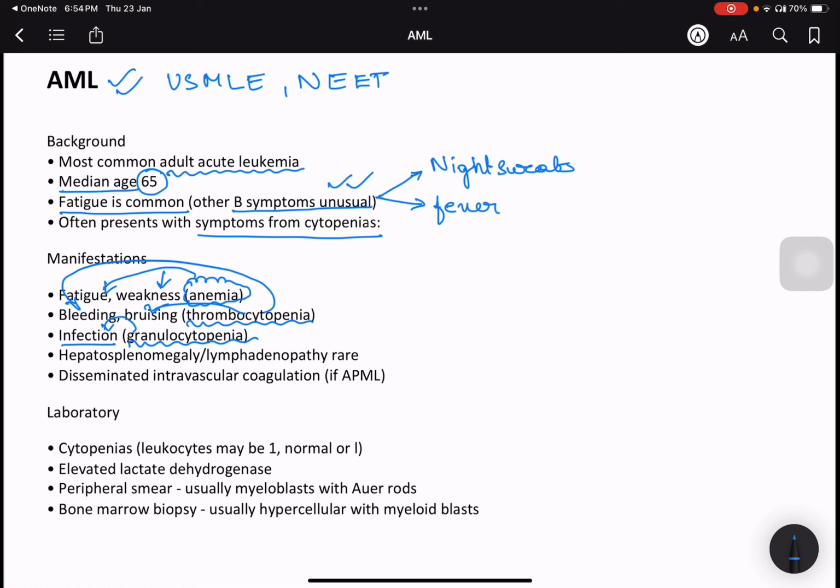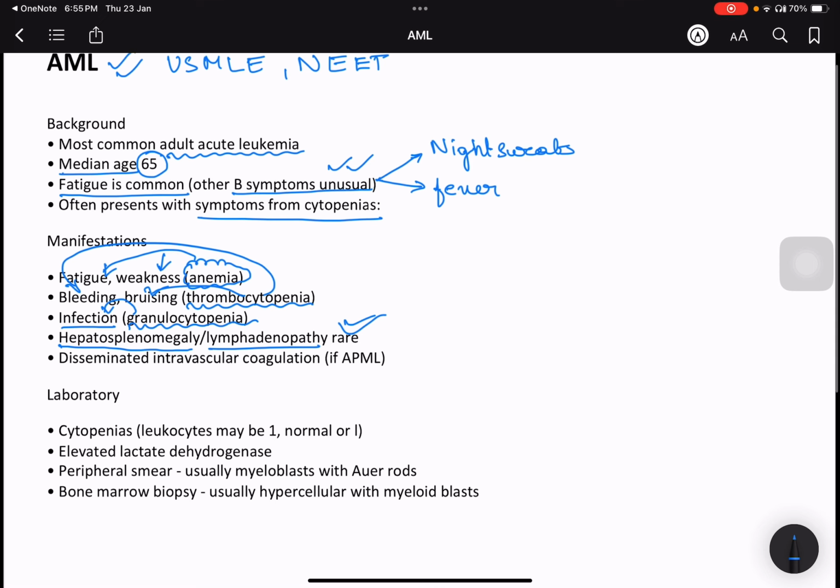Then, as it is a myeloid leukemia, there is a presence of hepatosplenomegaly, but it is rare, and there can also be a presence of lymphadenopathy, which is also a rare entity.